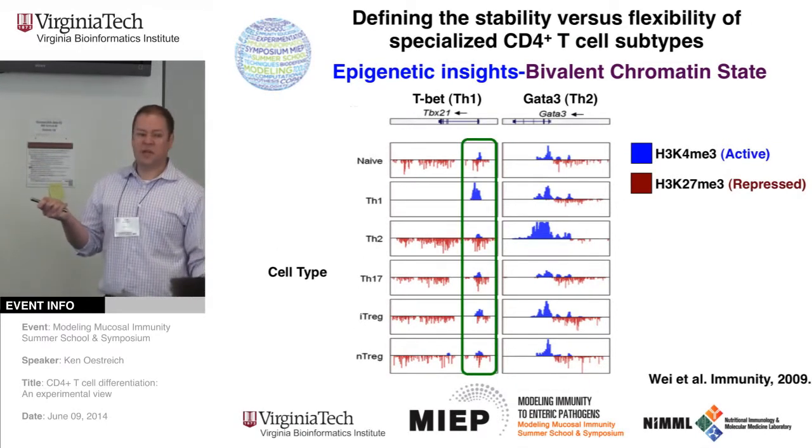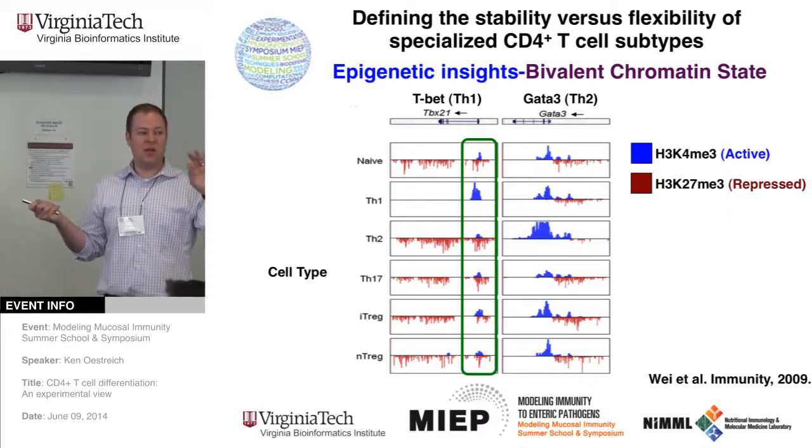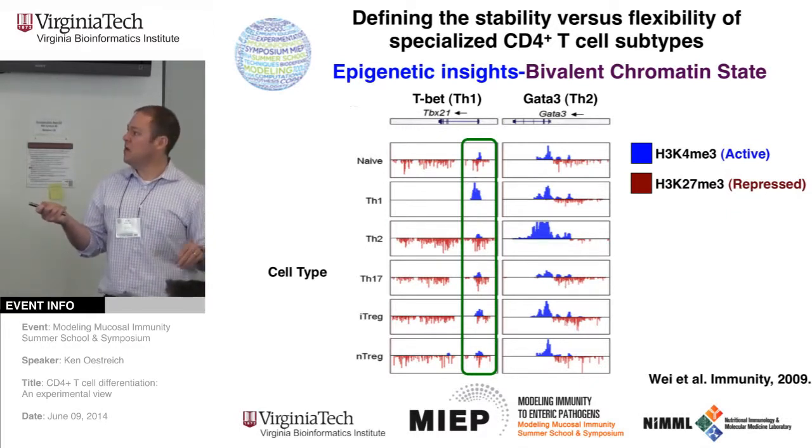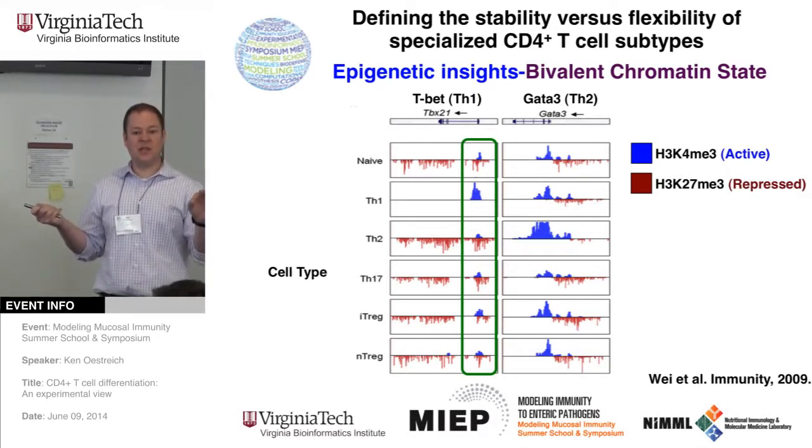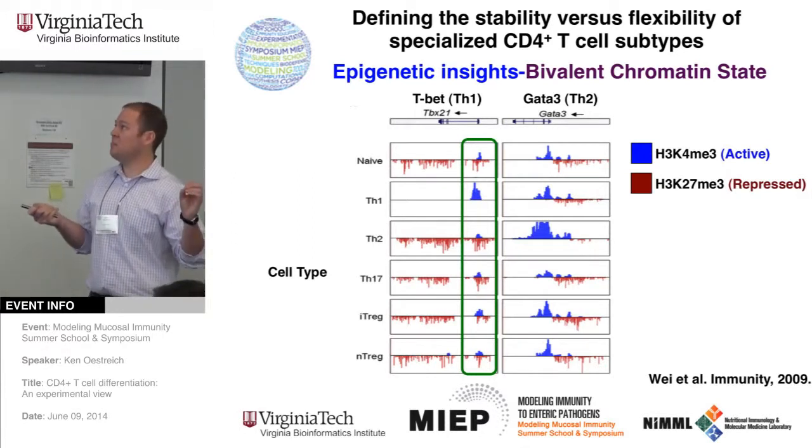So in Th2s, and again, this cell type is very antagonistic to Th1 formation. In Th17s and in Treg populations, yes, you do see some H3K27 trimethylation, but you also see a fair amount, surprisingly, of H3K4 trimethylation. And this status is called a bivalent chromatin state, and it actually indicates that that gene is poised and able to be expressed in that cell type.